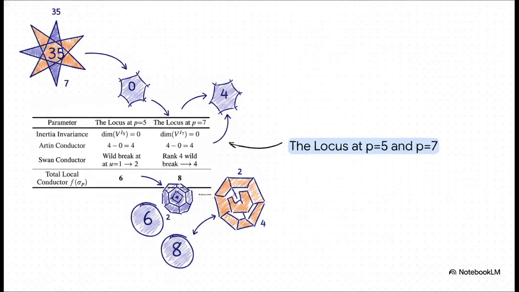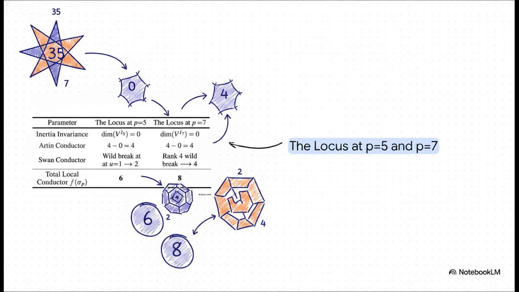Since 35 is highly composite, 5 times 7, we need to evaluate the conductor components at the primes p equals 5 and p equals 7. Tracking the table at both of these primes, the inertia invariance is exactly 0. The binary entries can't smooth the torsion points at all, giving us a baseline Artin conductor of 4 for both. But the wild breaks are where the structure violently snaps.